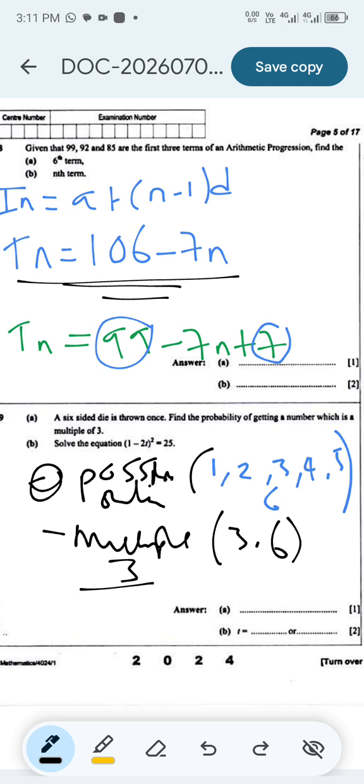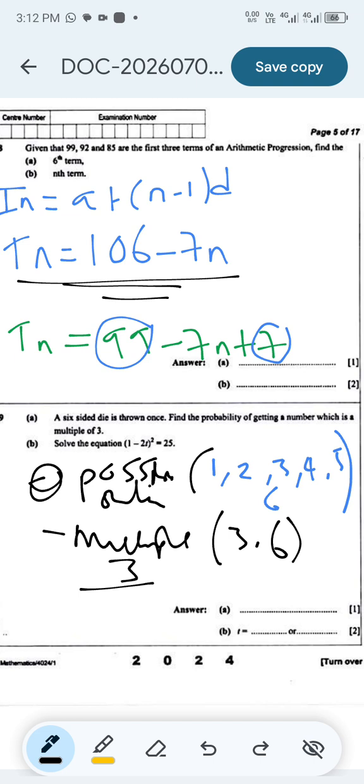The chances of us having a multiple of 3: we are having 3 and 6, meaning we have 2 possible outcomes. So the question is saying, find the probability of getting a number which is a multiple of 3 if you throw a die. So the probability is going to be 2 over 3, I mean 2 over 6, because the die is 6-sided.